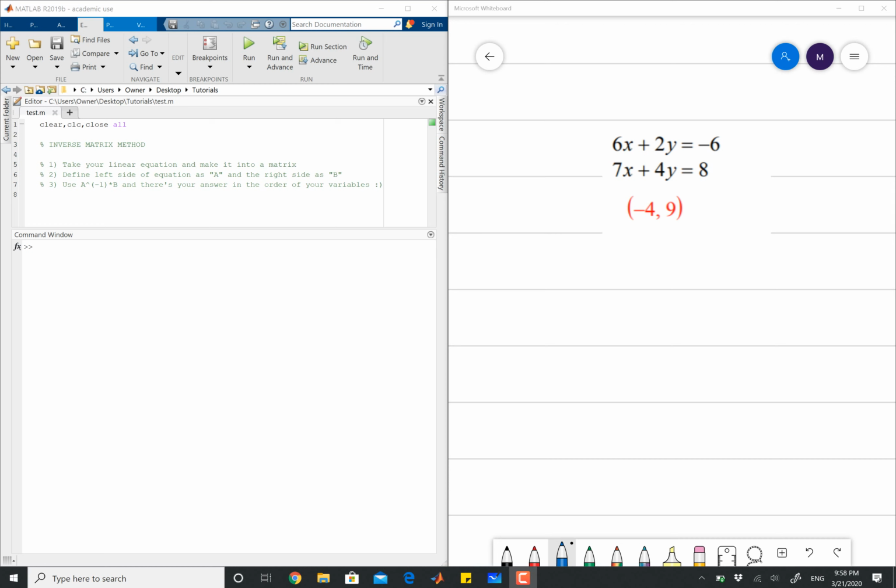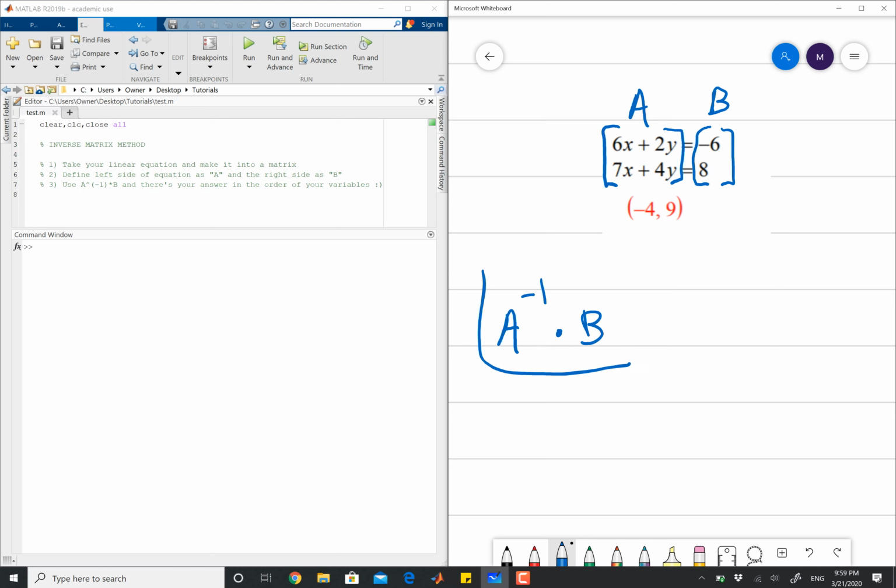I'm going to picture this whole thing as a matrix, and I'm also going to picture this whole thing to my right as a matrix, okay? The goal is to take the inverse of my matrix with my variables in it, and then multiply it by my matrix without any variables in it. I'm going to call this matrix A, and this one matrix B. I'm going to take the inverse of matrix A times matrix B, and this is going to solve my system.